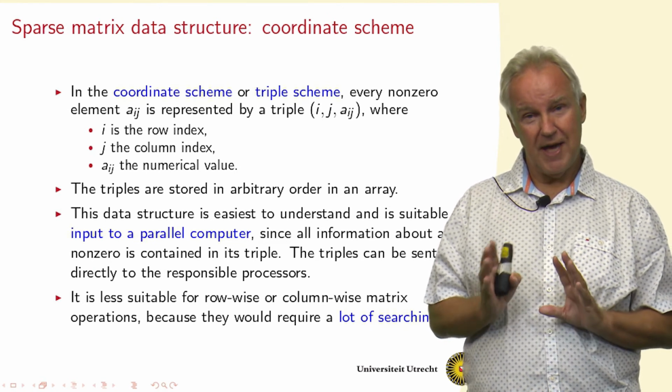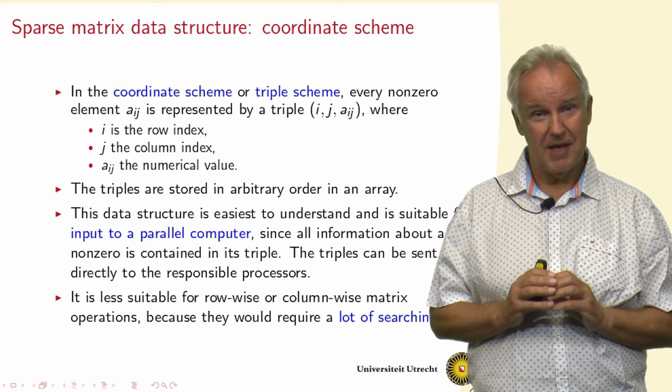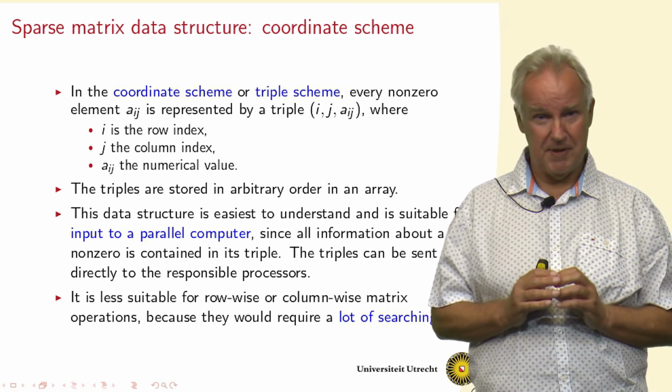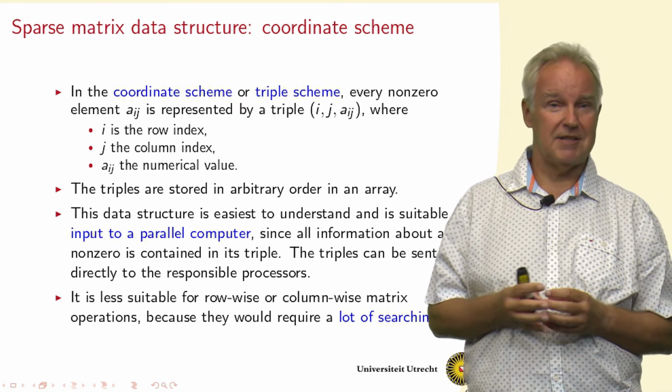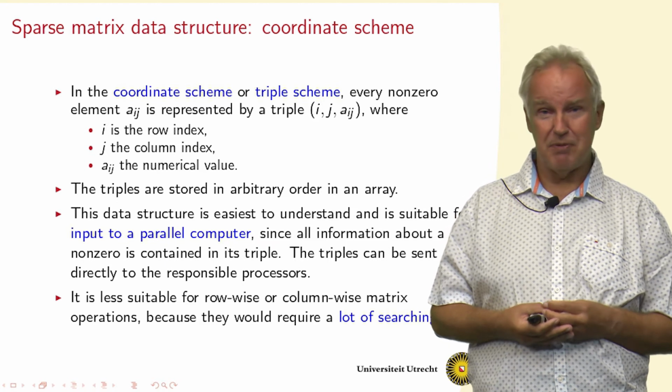Okay, so now we have a sparse matrix. We want to multiply the matrix and the vector, but we need to store the matrix. And for this we have data structures. And I will discuss two structures.